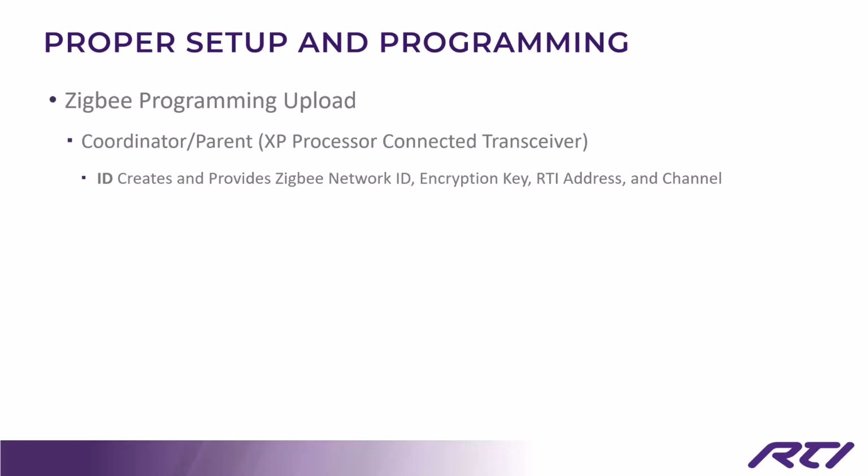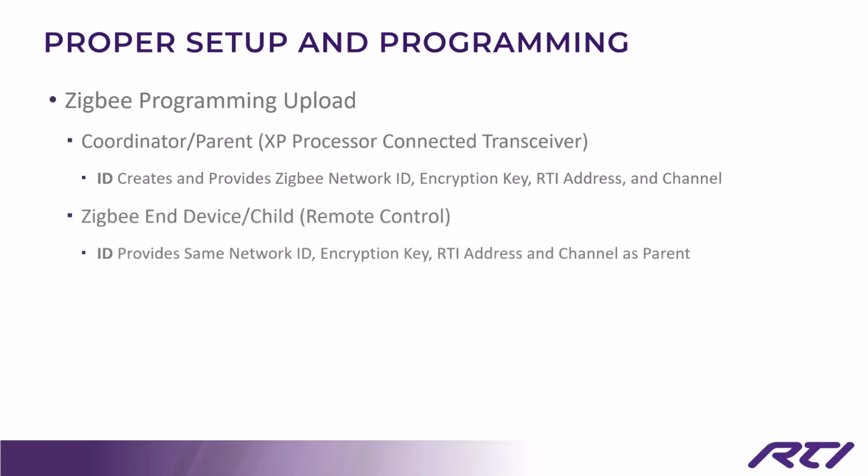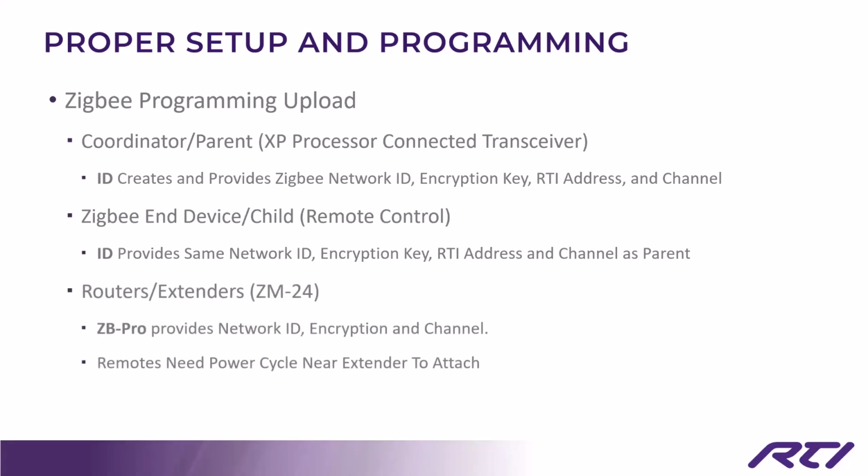For the remotes to get that information, they're going to get the same information as the main parent they're assigned to, including the network ID, the encryption, all that kind of stuff we just mentioned. For the extenders, however, you need that Zigbee Pro. Once again, this is why I implore you to make sure to buy that Zigbee Pro, because if you are going to be utilizing those ZM24s and adding them as extenders, in order for them to get the accurate network information, the encryption key, all that kind of fun stuff, you need that Zigbee Pro to provide that information on the setup side of it.